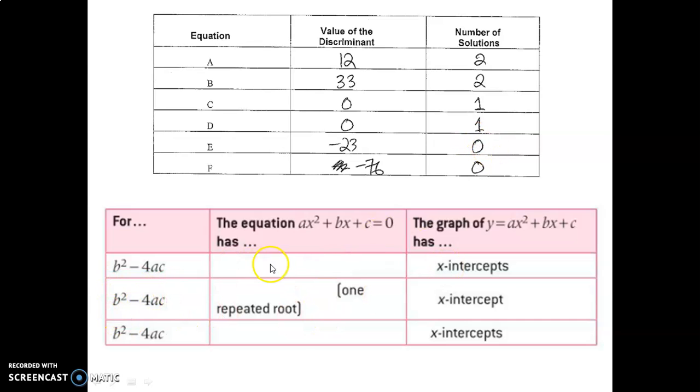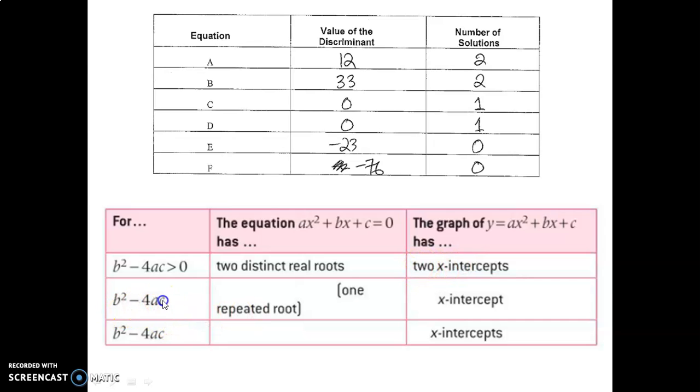If the discriminant is greater than 0, in other words, if the discriminant value is positive, then what happens? Then the equation has 2 distinct real roots. That means 2 unique solutions. And these are the x-intercepts. And there's 2 x-intercepts, right?